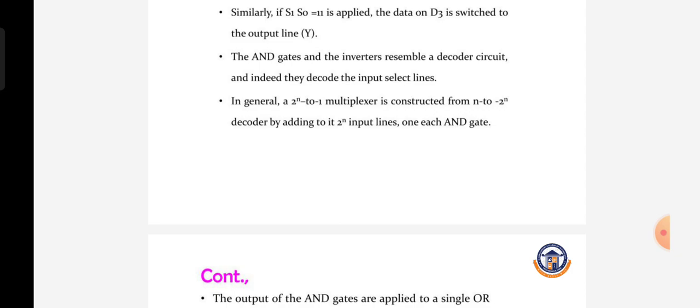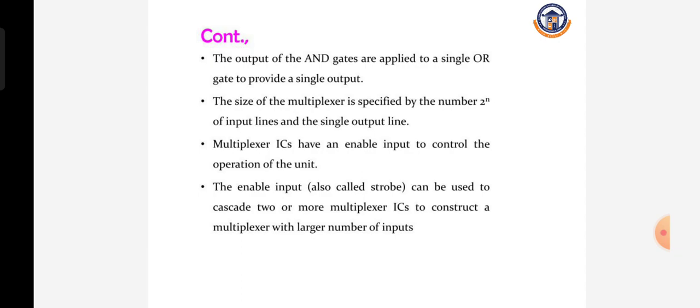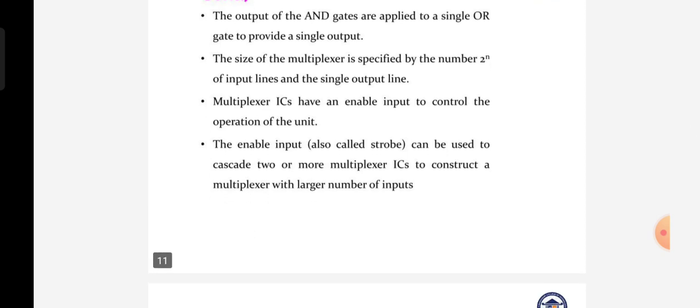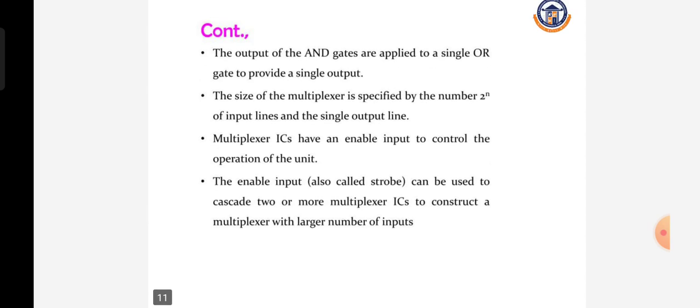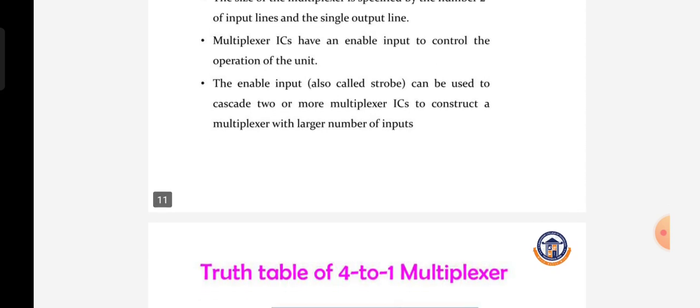So in general, a 2^n to 1 multiplexer is constructed from an n to 2^n decoder by adding to its 2^n output lines one AND gate each. So the size of the multiplexer is specified by the 2^n input lines and the single output line. The outputs of the AND gates are applied to a single OR gate to provide the single output. The enable input can be used to cascade 2 or more multiplexer ICs to construct a multiplexer with a larger number of inputs. So the multiplexer IC has an enable input to control the operation of the unit.